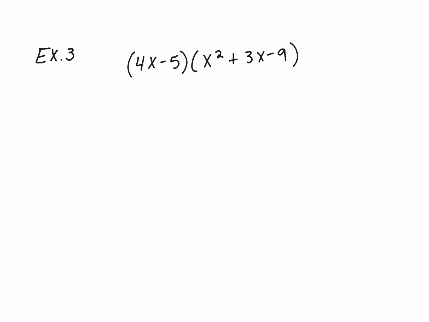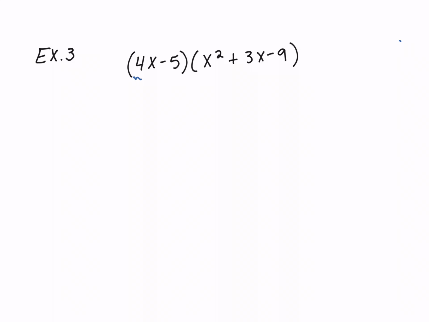So the reason I don't like calling this FOIL, first, outer, inner, last, is because we can actually multiply polynomials with a ton of terms. Like we could multiply 5 terms times 5 terms. It would take forever, and I wouldn't ask you to do a problem that crazy, but I could ask you to multiply a polynomial with 2 terms times a polynomial with 3 terms. So it's the same process, it's the same thinking. I'm going to take 4x and distribute it to every single thing in the second set of parentheses. So now I just have to do it 3 times.